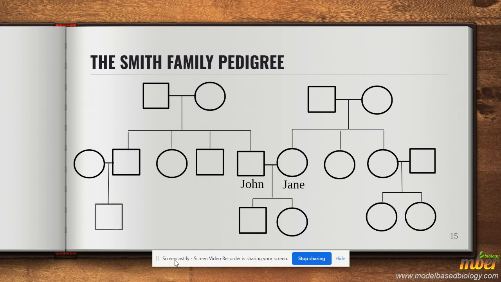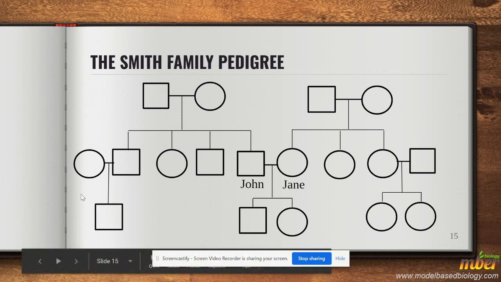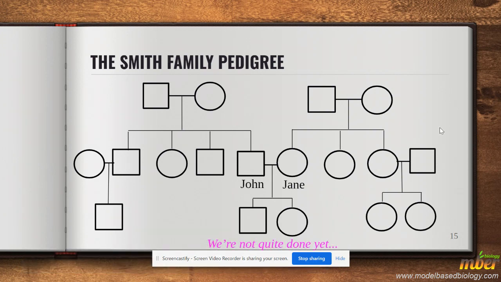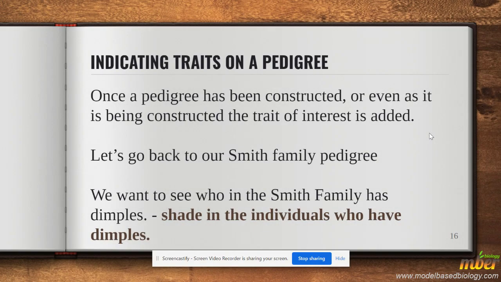John's brother's wife and the cousin on the father's side. So grandparents, parents, children. Okay, this is the Smith family pedigree. We are not quite done yet. So this is just who they are related to. We haven't tracked any traits yet.